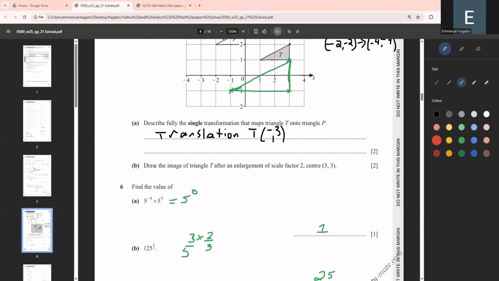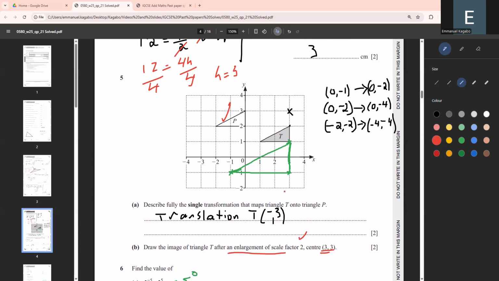Question B. Draw the image of triangle T after an enlargement, scale factor 2, center (3, 3). Okay, there are very many methods that I use. This is the method I prefer. But if you have studied another method, in the exam you can use that one. But also try to see the way I'm going to do it with this method.